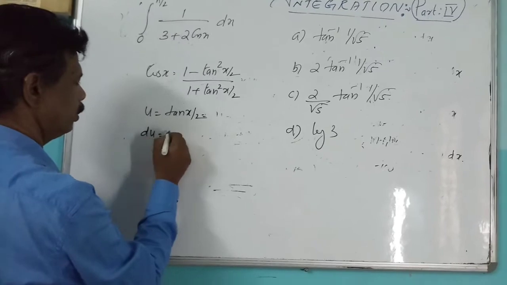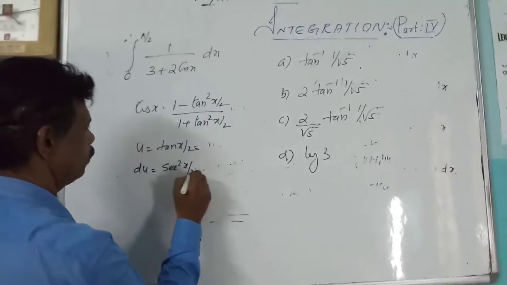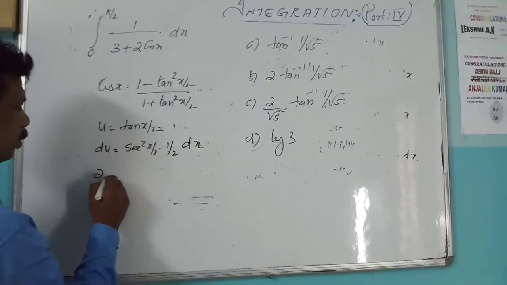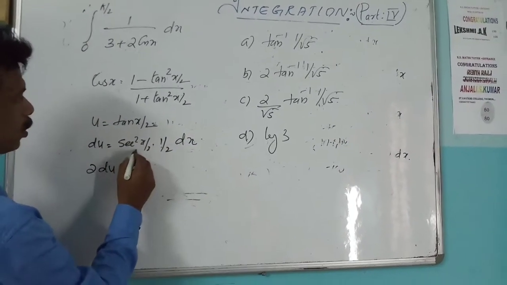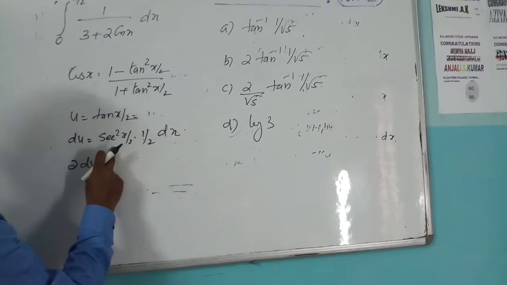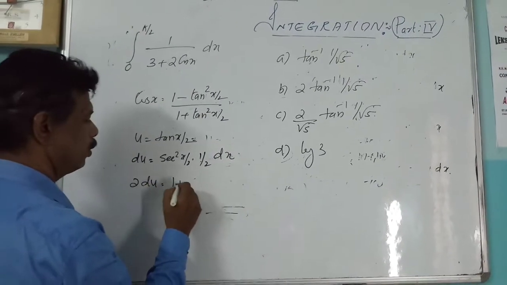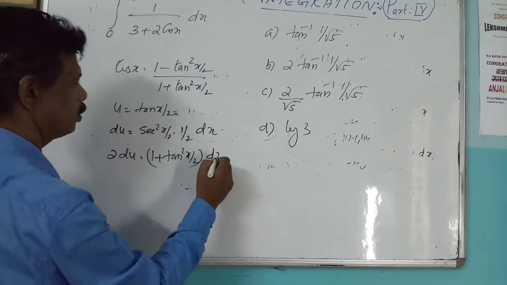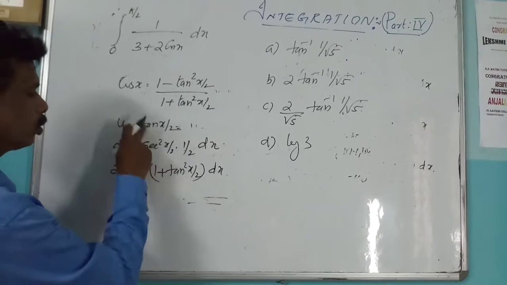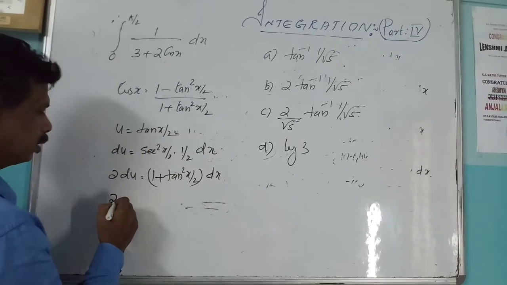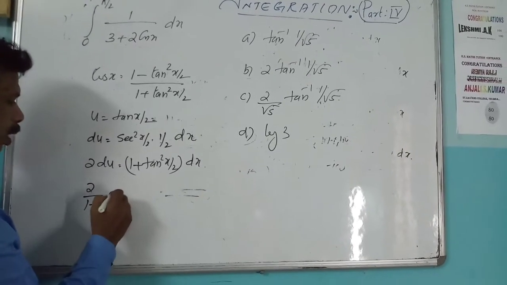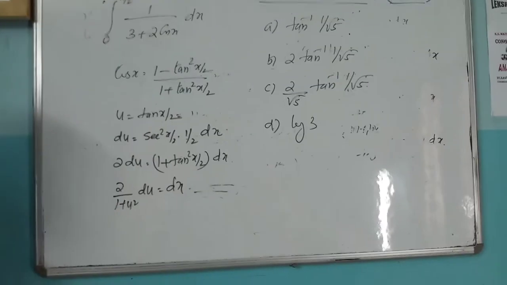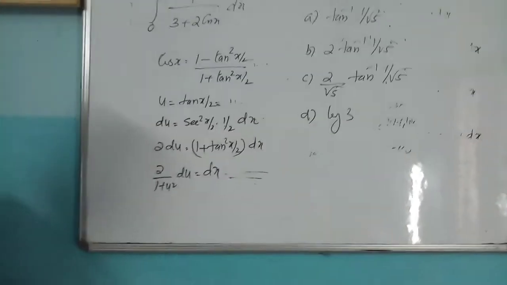Then du equals sec square x by 2 into 1 by 2 into dx. Cross multiplying, 2 du equals sec square x by 2 dx. Sec square theta minus tan square theta equals 1, therefore sec square x by 2 equals 1 plus tan square x by 2. Since tan x by 2 equals u, this is equal to 1 plus u square. That is, 2 by 1 plus u square du equals dx. So instead of dx, we can write 2 by 1 plus u square into du.